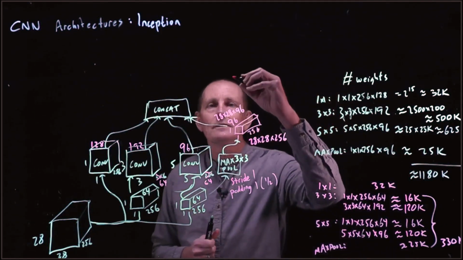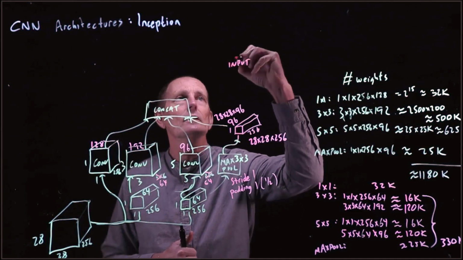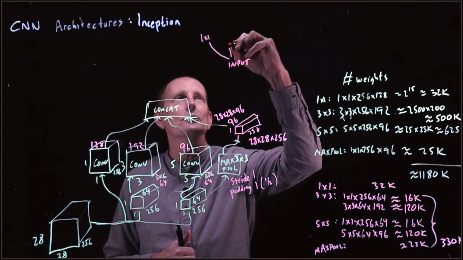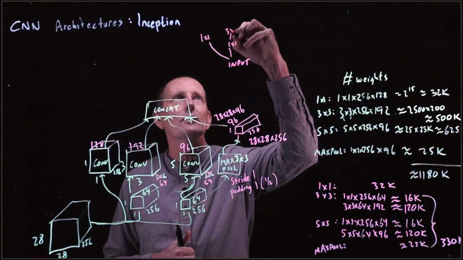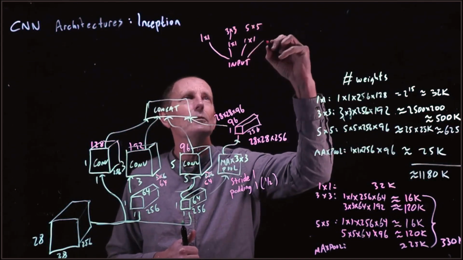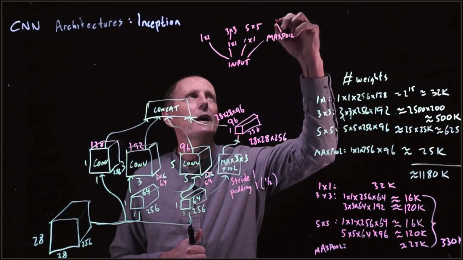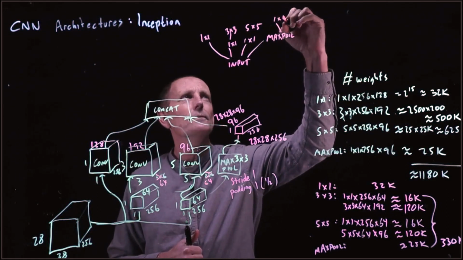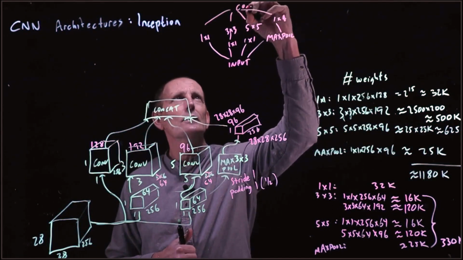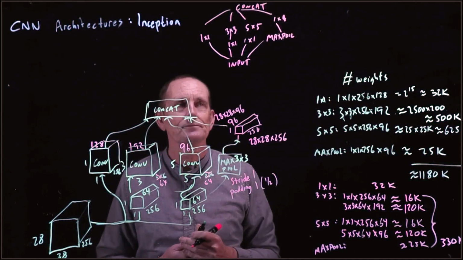So again, just looking at it, we've got our input. We go into a 1 by 1, and then a 3 by 3. We go into a 1 by 1, and then a 5 by 5. And then we go to a max pool, and from there, we go into a 1 by 1. And then these all get concatenated together. That is an Inception module.